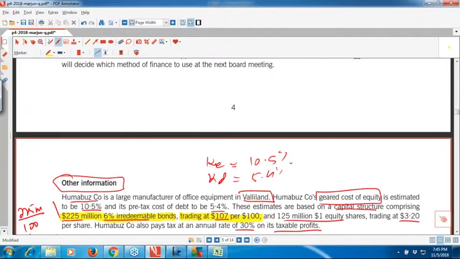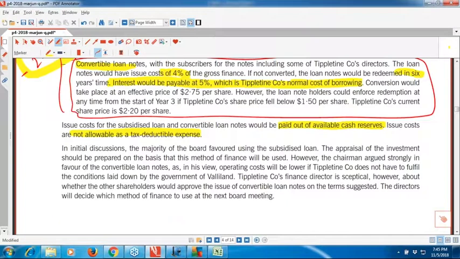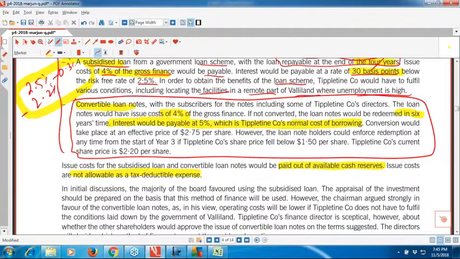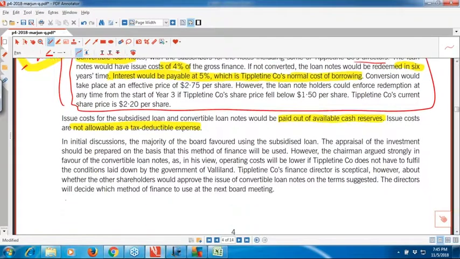So what is actually going to happen? Let's talk. Now the key points need to be highlighted. It says convertible loan notes will be subscribed for, including by some of the directors. So basically, number one is that the directors would also be the subscribers. One of the points that needs to be noted is that directors will also subscribe.